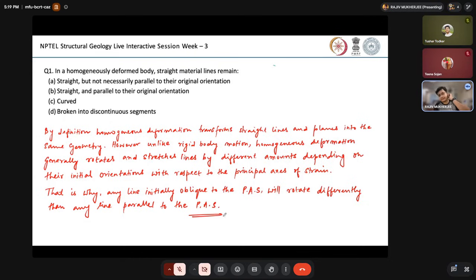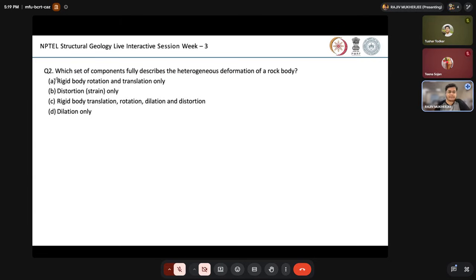So that is why option A will be the more suitable answer than B. Of course, B is a correct answer, but in this case, option A will be a more suitable or more generalized answer to this statement. So, yeah, that is the correct answer, option A. Okay, moving on to the next question.